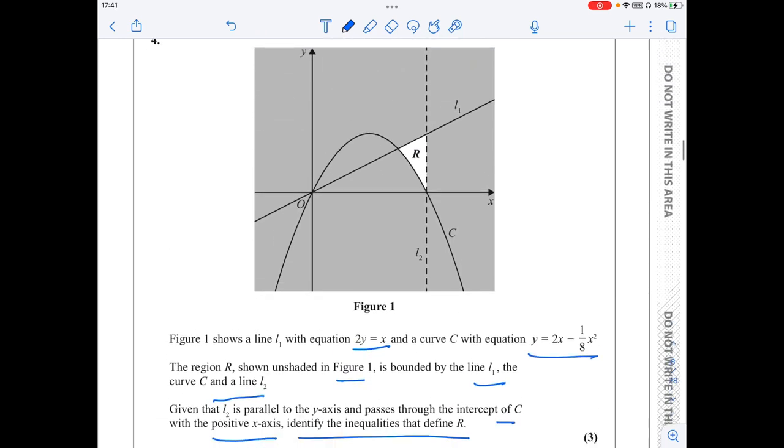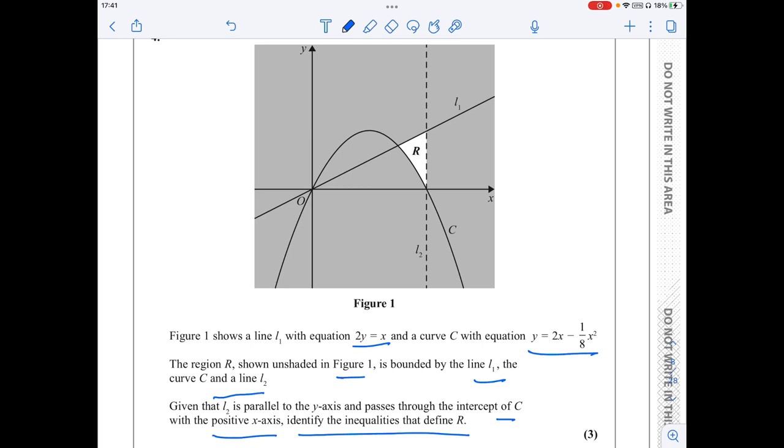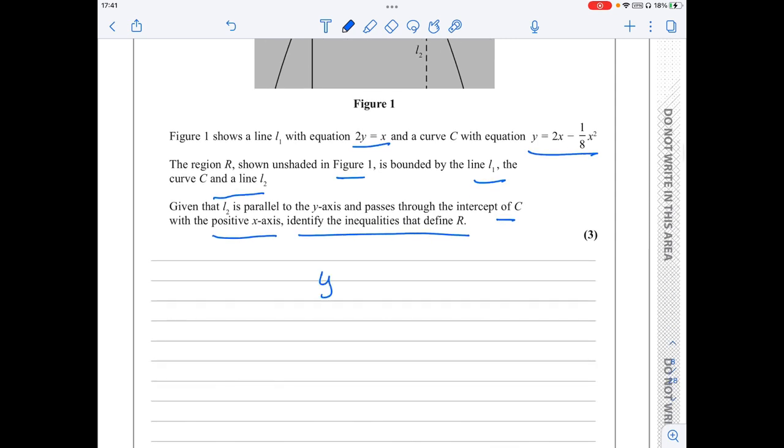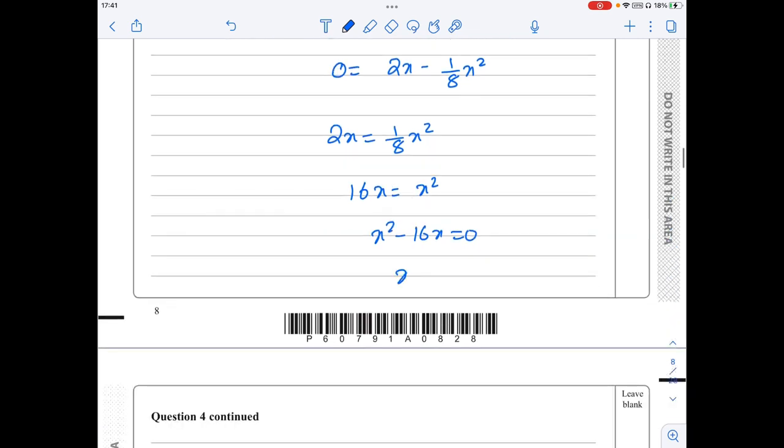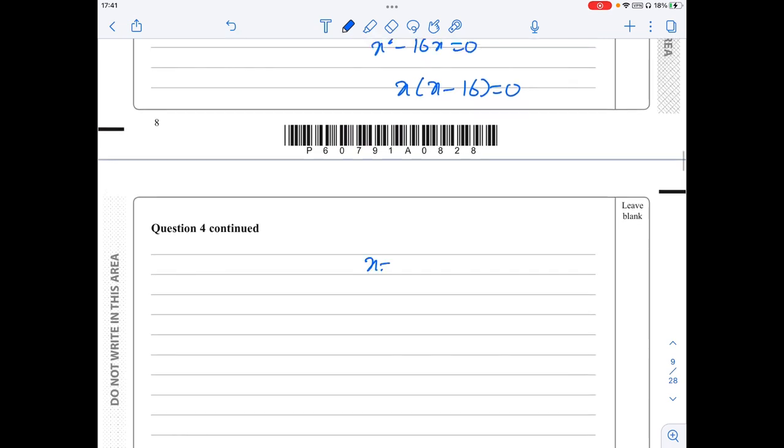So what am I going to do at it? First of all, I have to find the point of intersection of this curve with the x-axis. So x-axis means y equals 0. 2x minus 1/(8x²). 2x equals 1/(8x²). 16x equals x². x² minus 16x equals 0. x common, x minus 16 equals 0. So what do I get from there? x equals 0 or x equals 16.